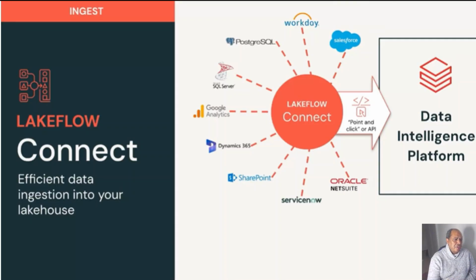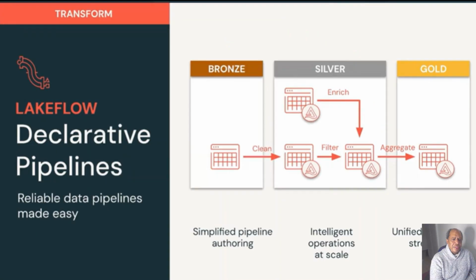So this is the ingestion side of it. And the second bit is the declarative pipeline, which is Lakeflow Declarative Pipelines. And this is the transform side of it. Here, it is very important to look at it from the point of view of the Medallion architecture, which segregates the data into 3 buckets and 3 areas, depending on the quality of the data.